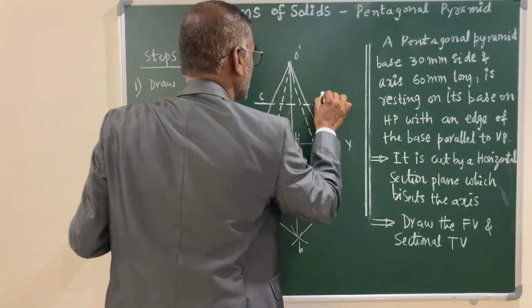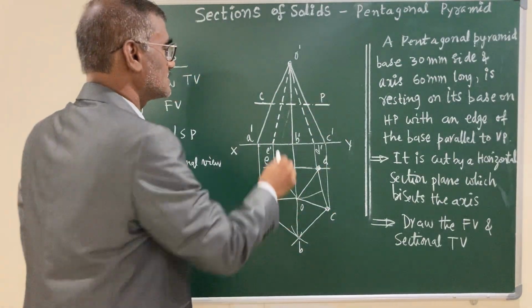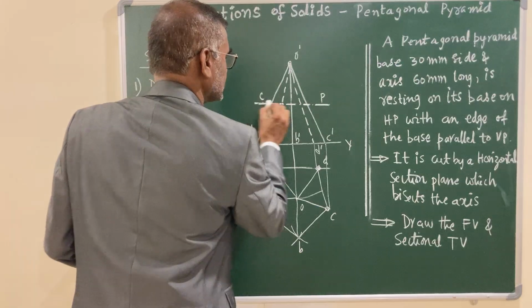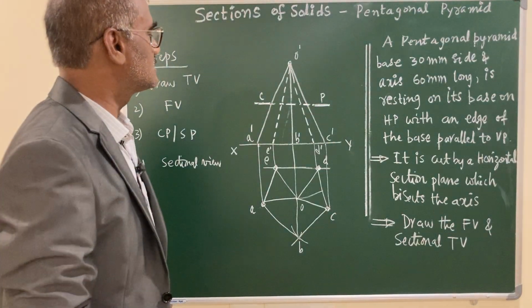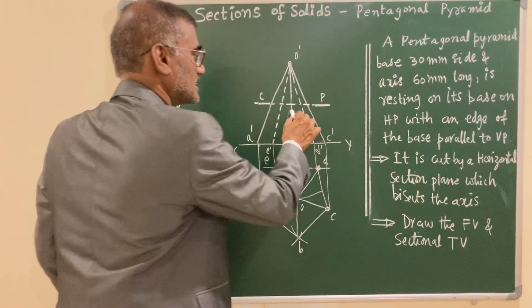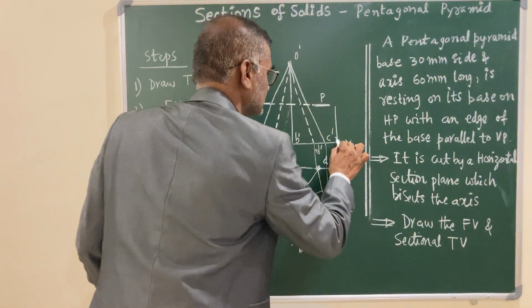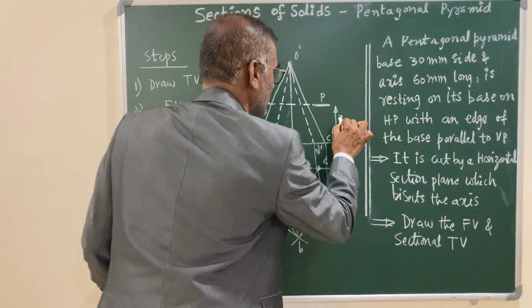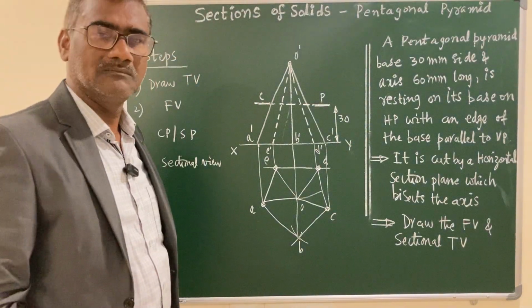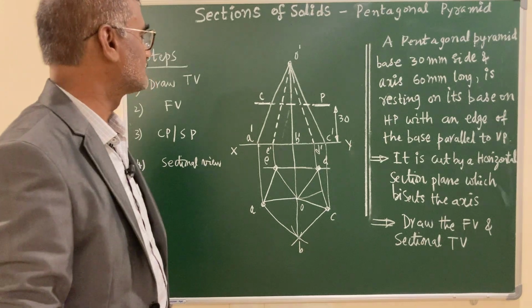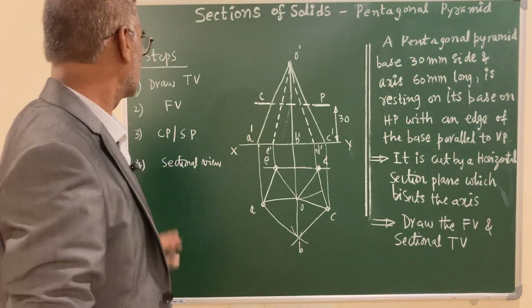As you know very well, it is axis line with the ends. You have to mark thick lines. You have to use HB pencil for the ends. So this is the notation for the cutting plane. This cutting plane is at a distance of 30 mm because it is clearly mentioned that it is bisecting, means it is passing through the midpoint. You have located the cutting plane also.